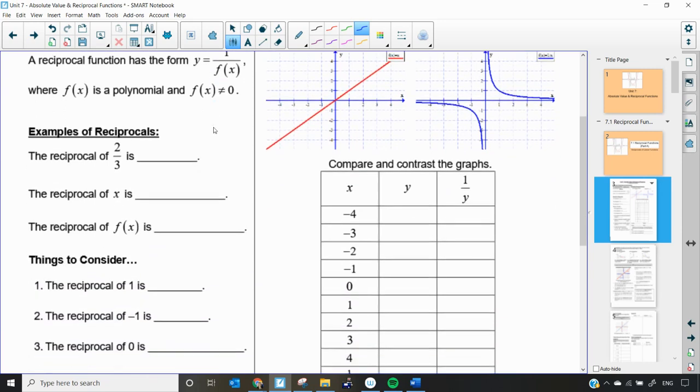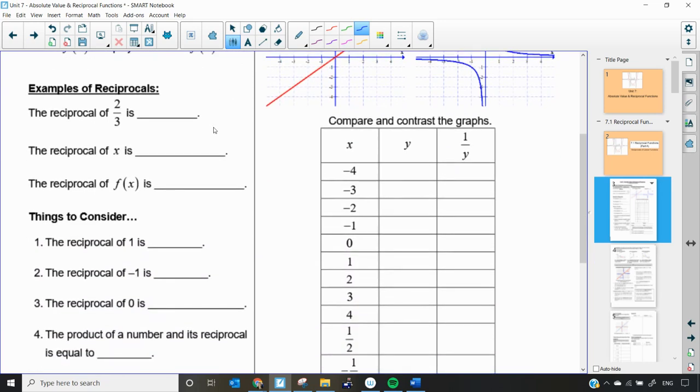So let's just take a look back at reciprocals. We talked about reciprocals in the last unit when we talked about multiplying by a reciprocal. We also looked at reciprocals back in junior high. If we're taking the reciprocal of a fraction, we're literally just flipping that fraction. So the reciprocal of 2 over 3 would become 3 over 2. If we want to take the reciprocal of x, remember that x is x over 1, that would become 1 over x. And if we want to take the reciprocal of f of x, that would become 1 over f of x.